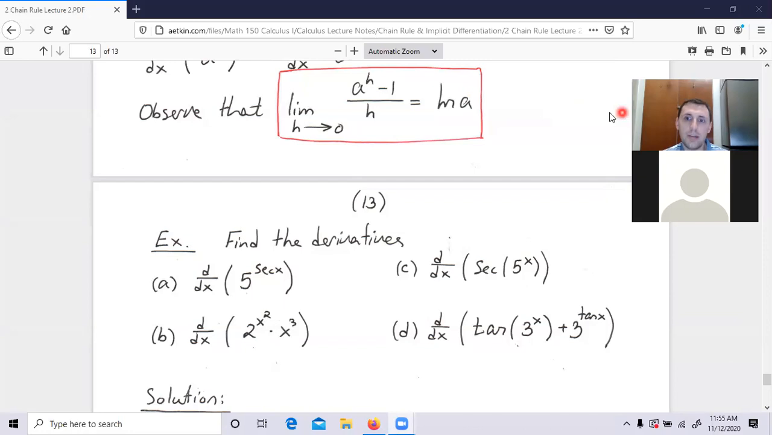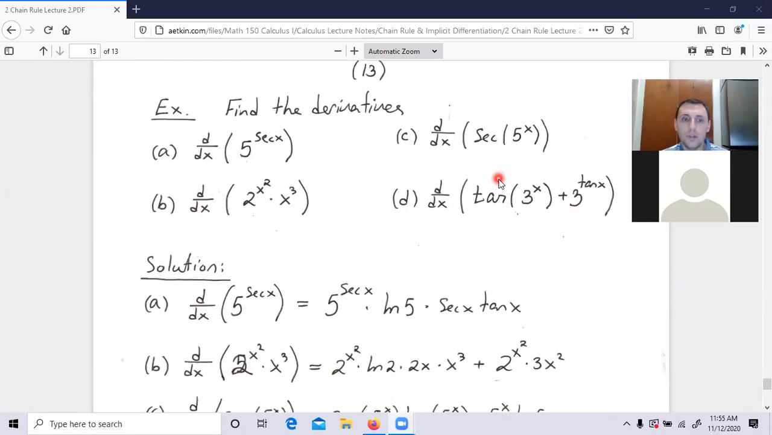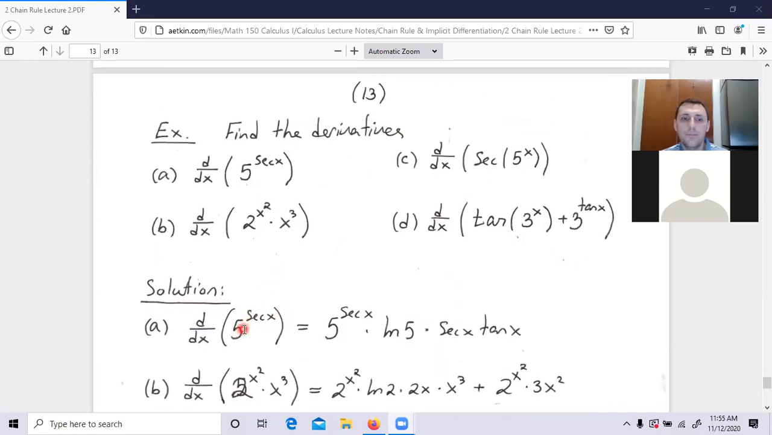All right, guys, I'm gonna begin solving. I need to move. So the derivative in A, it's 5 to some power. Derivative of 5 to some power is 5 to the same power multiplied by a logarithm base e of 5, ln 5. Then the derivative of secant is secant tangent. So this is the expression.